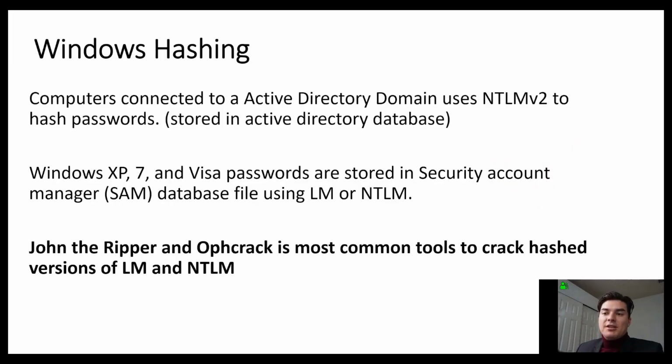In Windows hashing, computers that are connected to an Active Directory domain natively use NTLM version 2 to hash those passwords, and they're stored in the Active Directory database. And often, John the Ripper and Hashcat are used to crack those hash versions in the LM and NTLM.